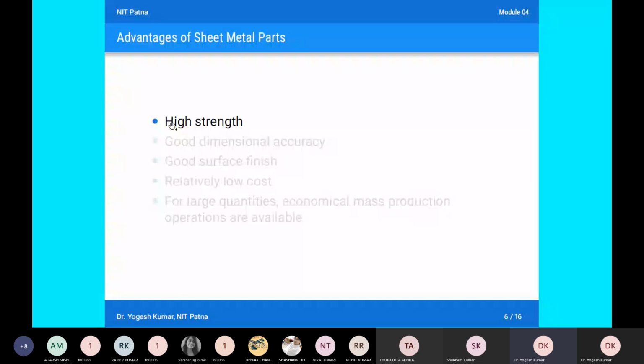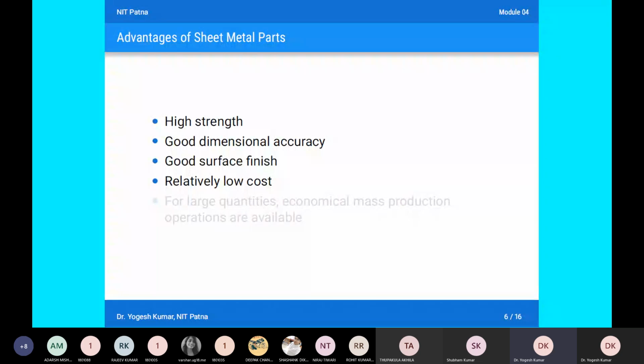These sheet metal parts have high strength. Okay, they have sufficient strength, and the dimensional accuracy is high as compared to any other manufacturing processes. Okay, so since the dimensional accuracy is high, we also have good surface finish.